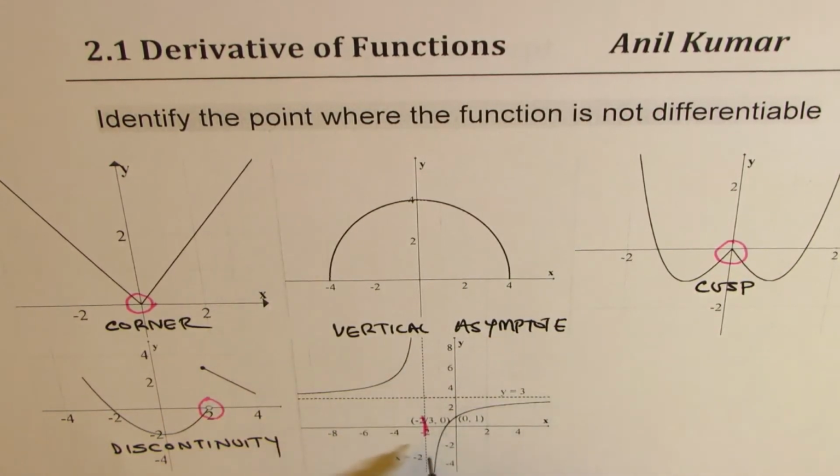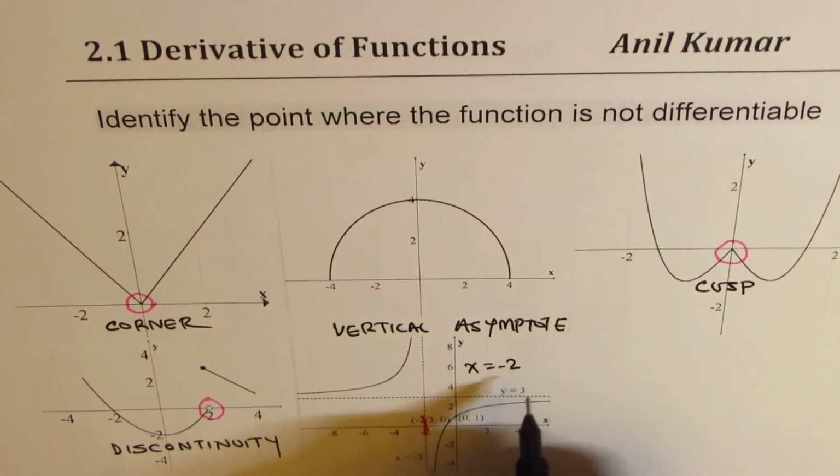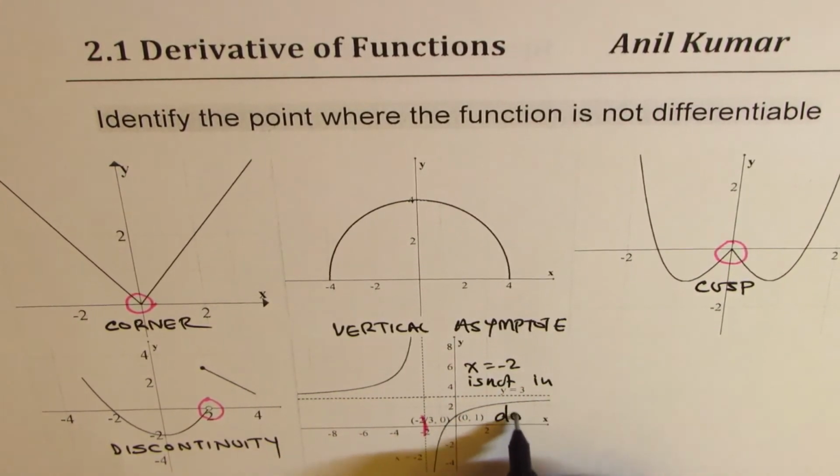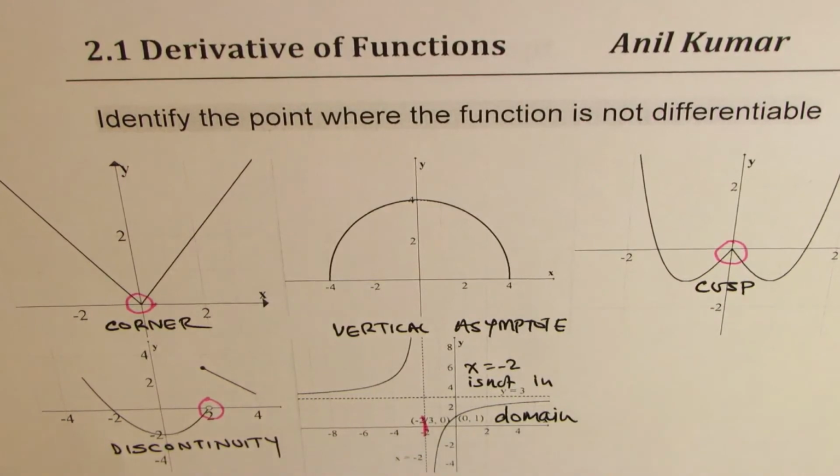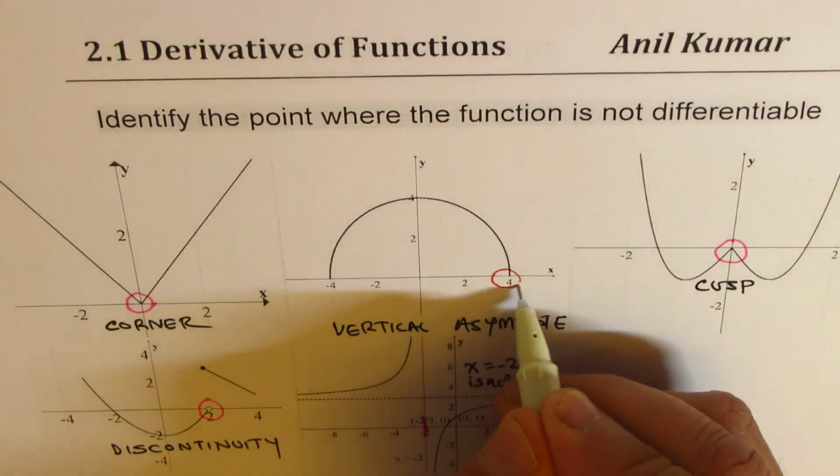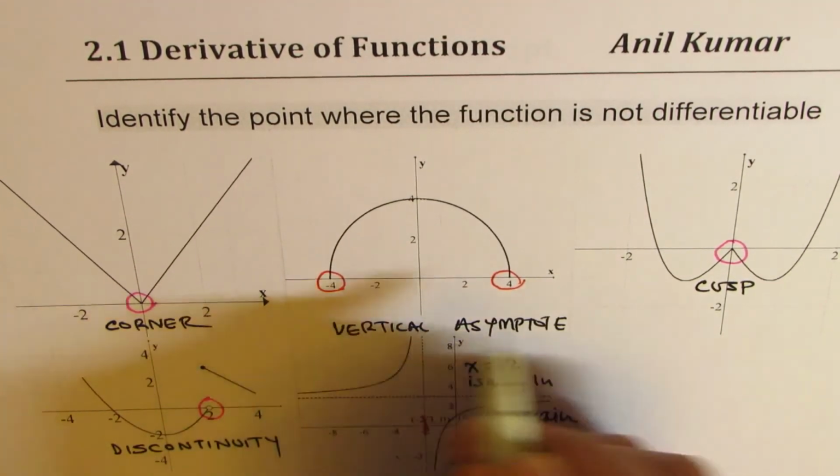And the point x equals minus 2 is not in the domain. Do you understand? And therefore, the function is not differentiable at that point. The function is not differentiable because the point is not in the domain. How can you draw a tangent line? But I want you to give me the reason for what I have left here. Why is this function not differentiable at plus minus 4?